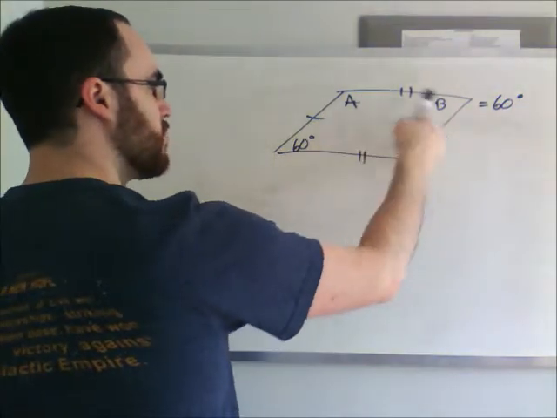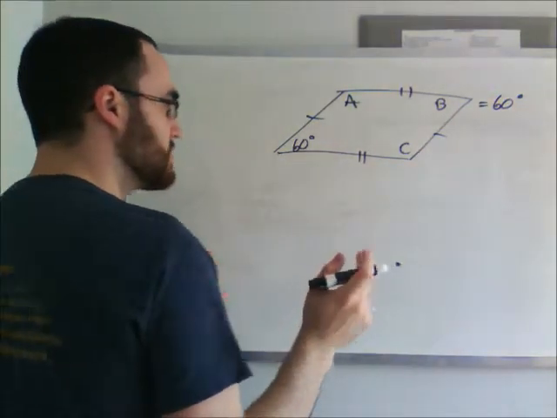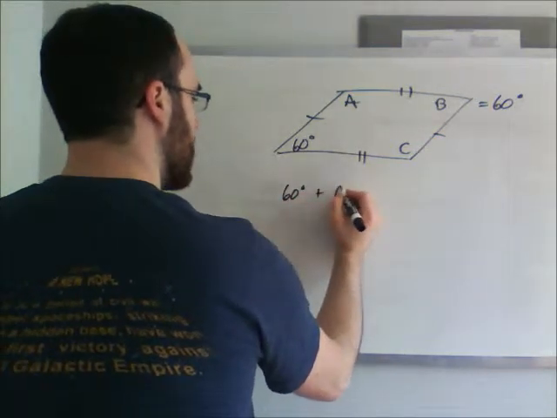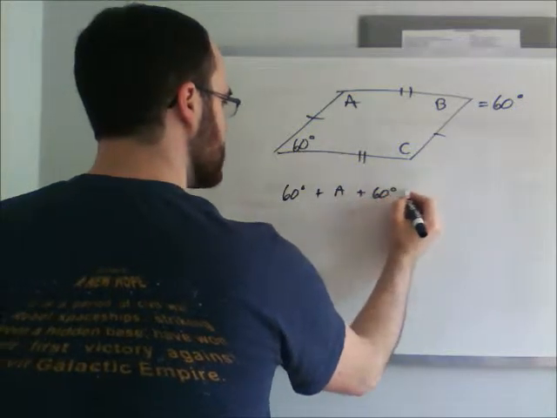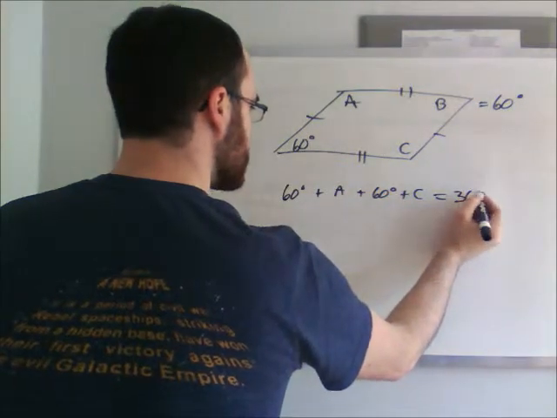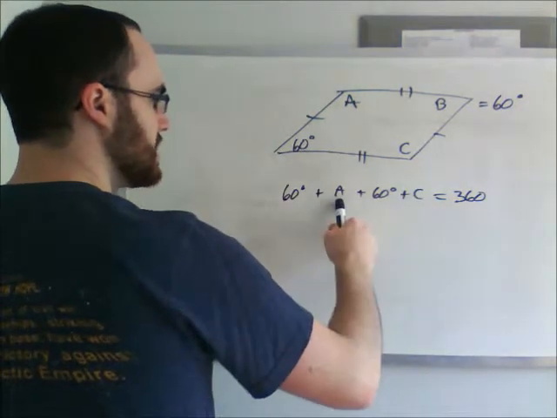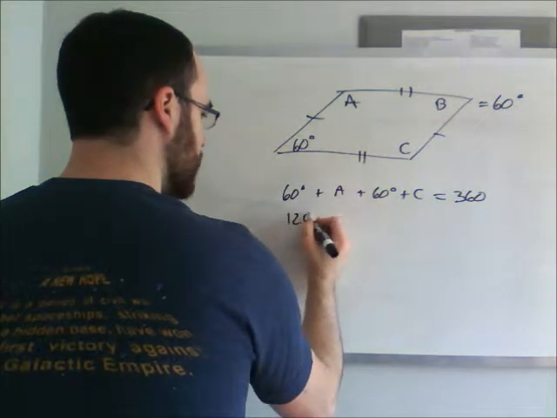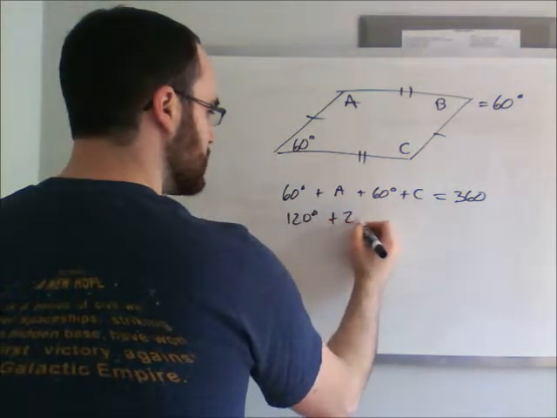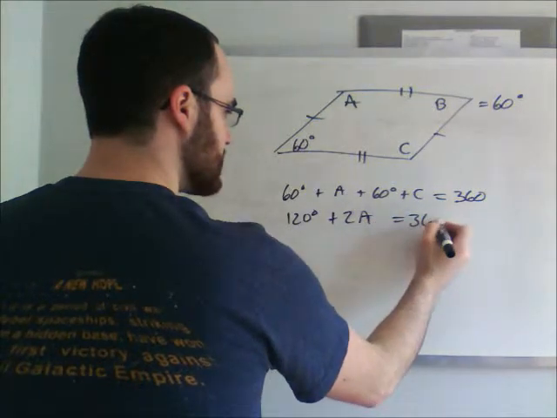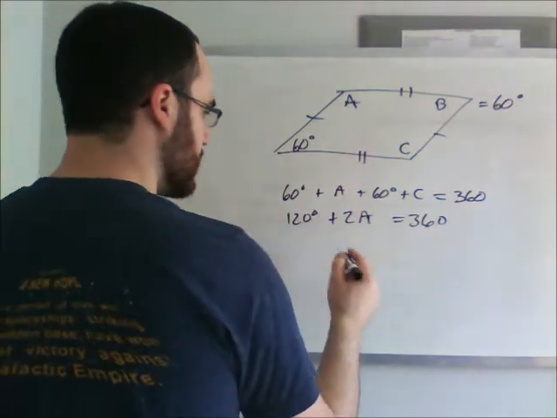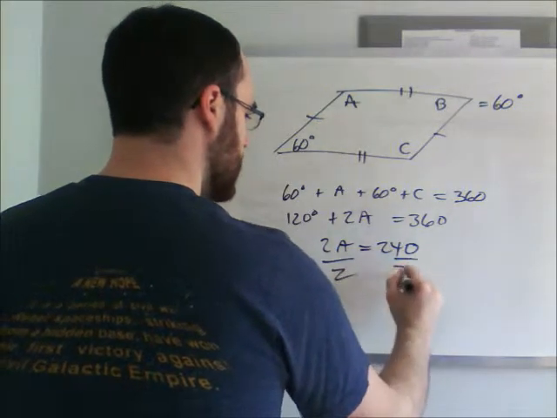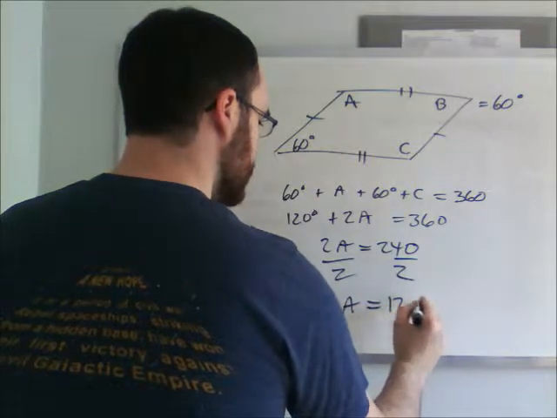We also know that all these 4 angles summed up are 360. So we're going to have 60 degrees plus A plus 60 degrees plus C equals 360 degrees. A and C, we've already said, are the same angle, so let's call that 2A instead. So we have 120 degrees from these two combined, plus 2A equals 360 degrees. When I take the 120 over, I get 2A equals 240 degrees, divide by 2 on both sides, and A is equal to 120 degrees.